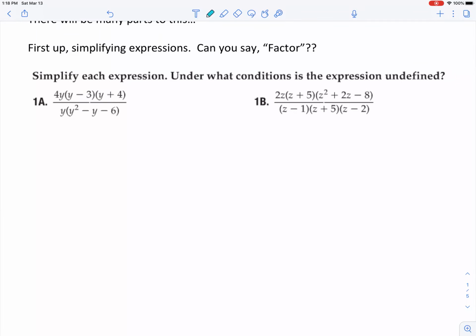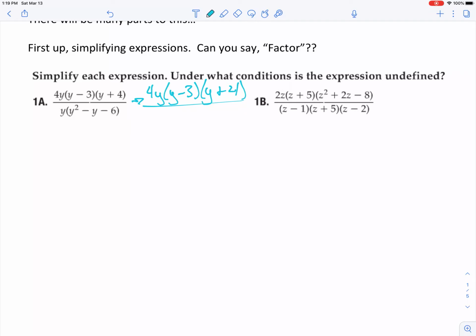We'll get to the second half of that question here in a second. What you want to do is look at what you have and decide if you can factor anything. And when I look at 1a, I look at the top and I say, I don't think anything needs factored. That looks like it's exactly 4y, parentheses, y minus 3, close parentheses, open a new set for the y plus 4.